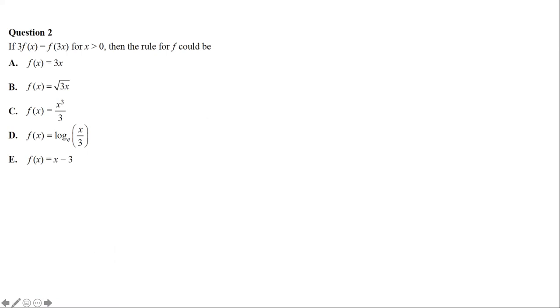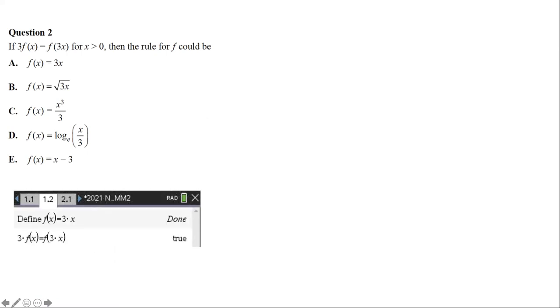Question 2. If 3f of x equals f of 3x for all x greater than 0, then the rule for f could be. So I try the first one, and then I type 3f of x equals f of 3x in my CAS calculator, which comes with the result true. That means option A is the correct option.